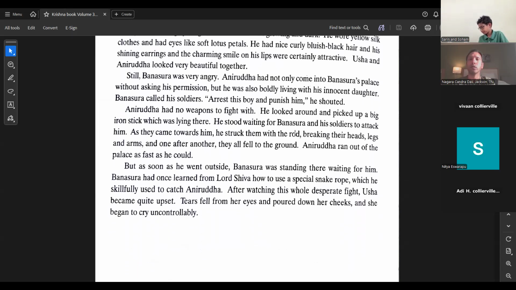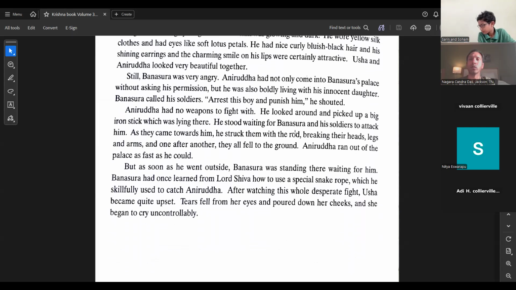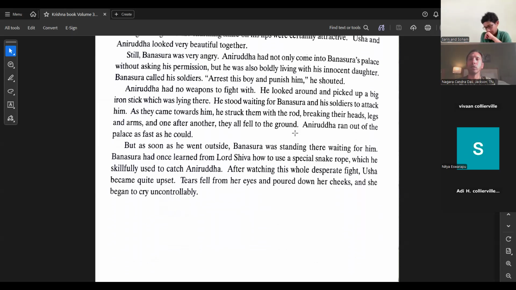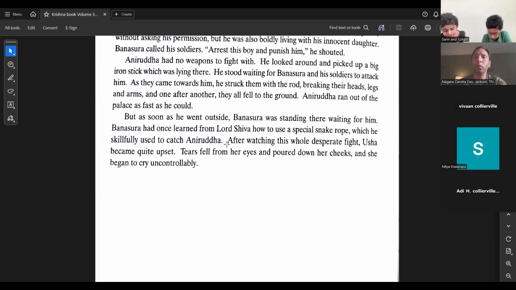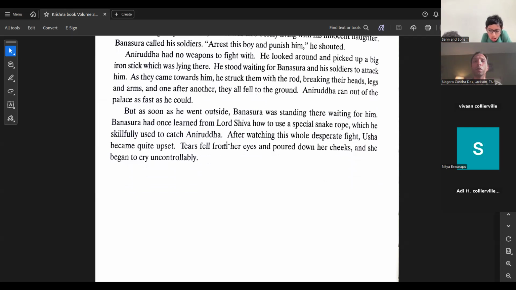Still, Banasura was very angry. Aniruddha had not only come into Banasura's palace without asking his permission, but he was also boldly living with his innocent daughter. Banasura called his soldiers. "Arrest this boy and punish him," he shouted. Aniruddha had no weapons to fight. He looked around and picked up a big iron stick which was lying there. He stood waiting for Banasura and his soldiers to attack him.